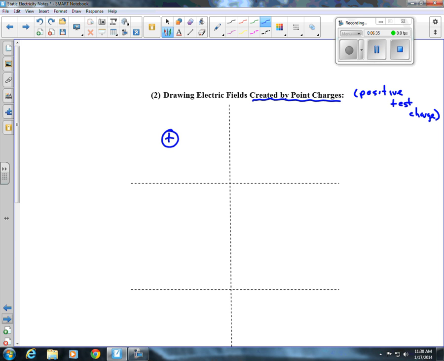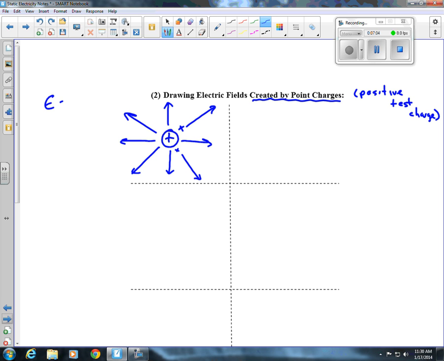So you imagine that in space around this, there's going to be a little positive charge. So let's put a little positive charge there. Now, which way is that little positive charge going to go? Well, it's going to go away from it, so it's going to go out this way. They don't have to draw the positive test charge. Just imagine, right there, there's a little positive test charge. It's going to go away. So around a positive charge, the electric field always points away.